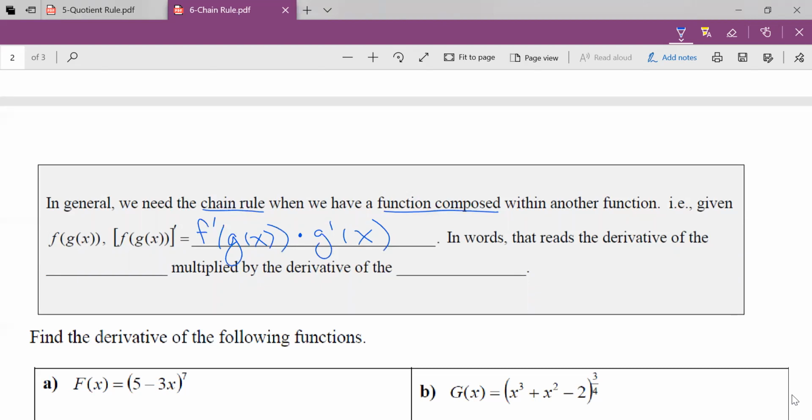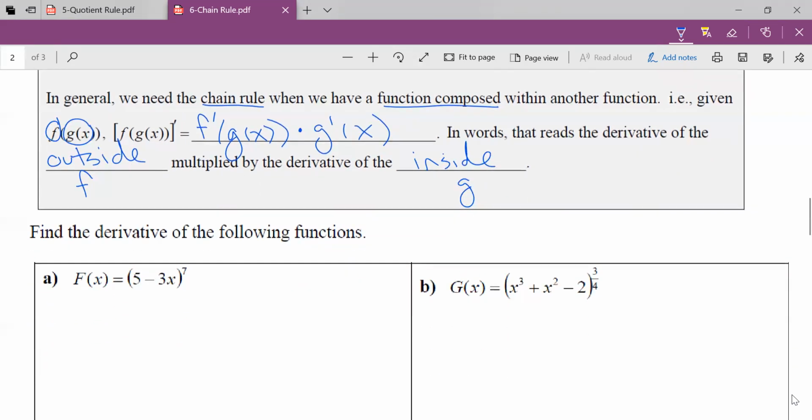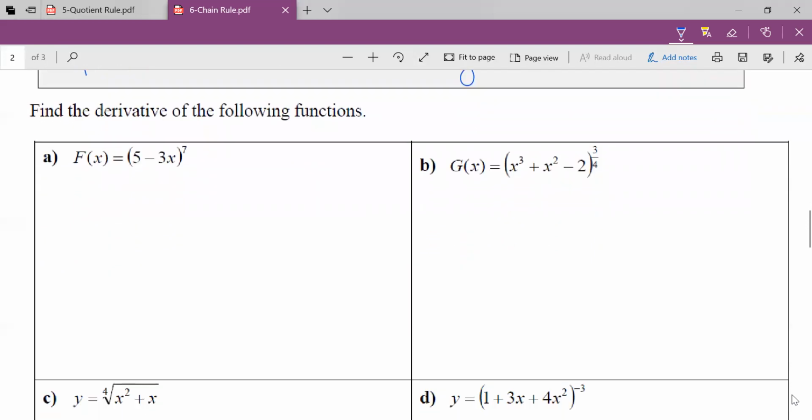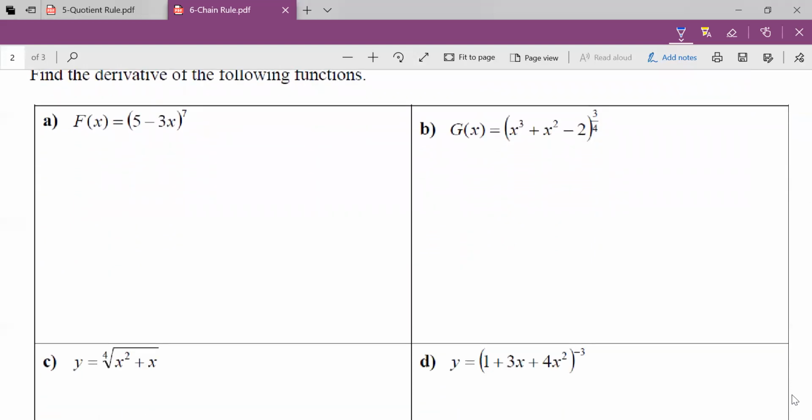I mean, that looks really complicated with all those parentheses. Here's what this really says. In words, that reads the derivative of the outside function multiplied by the derivative of the inside function. So the outside is f. So it's the derivative of the outside, f, multiplied by the derivative of the inside, and the inside is g. Okay, so in words, it's not as scary, but the application, like actually doing this, can be tricky. So let's try a couple.